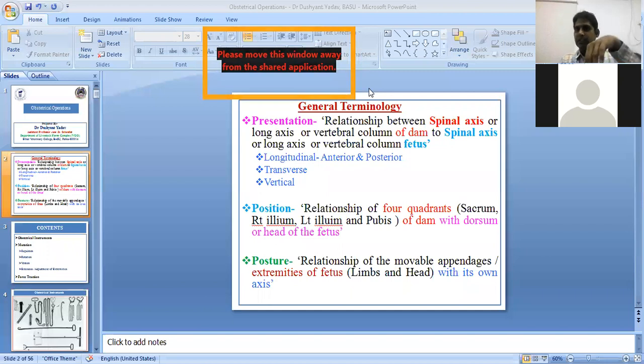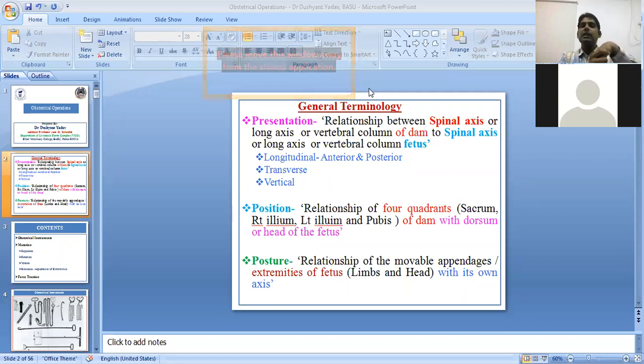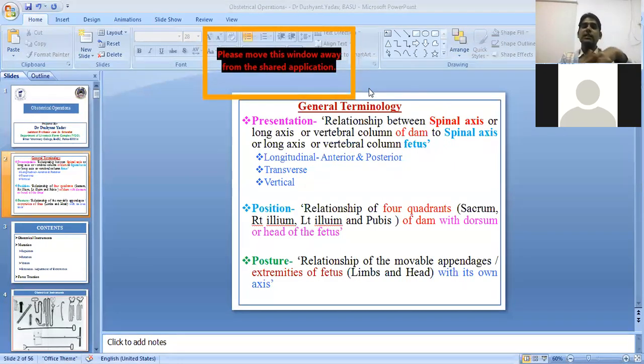If we consider this is the fetlock joint of the fetus, then how the fetlock joint is flexed or extended is called the relationship of the extremity with its own axis. So in this condition, if the fetlock joint is flexed, it is called a flexed fetlock joint, and if it is extended, it is called an extended fetlock joint. That is called the posture.